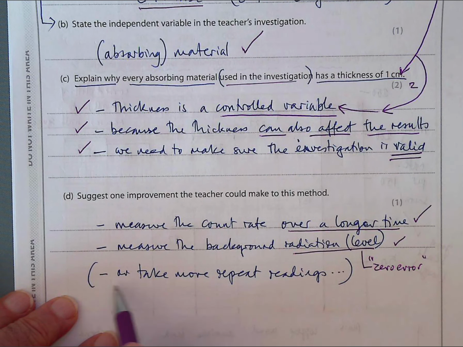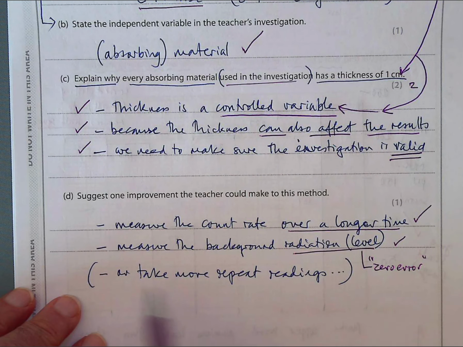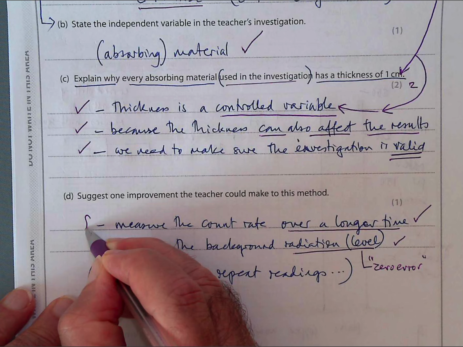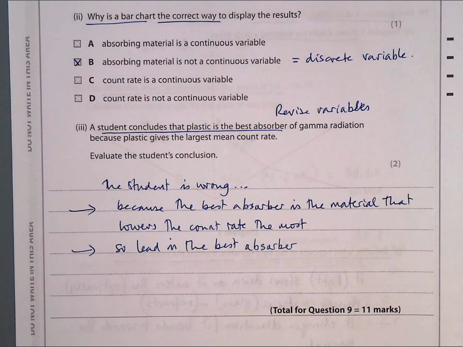Or they will accept some general answer, which I don't think they should, but on the mark scheme they say, or take more repeat readings. Well, he's already doing it 3 times. Okay? 3 times an average is fine, especially if you've got a longer time. So I don't like the fact that they're counting this. So for my students, I would say you should put one of these 2 points. Okay? In fact, it would have been a good 2-mark question.